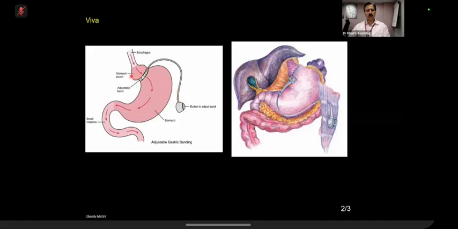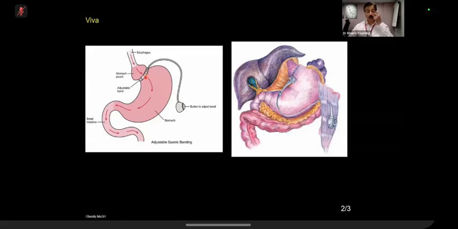They produce a small stomach. This is the stomach, and it has a capacity of only 30 ml or so. It is connected with a port which goes into the thoracic wall, so we can put in fluid and reduce the amount of fluid to tighten it or untighten it, etc.